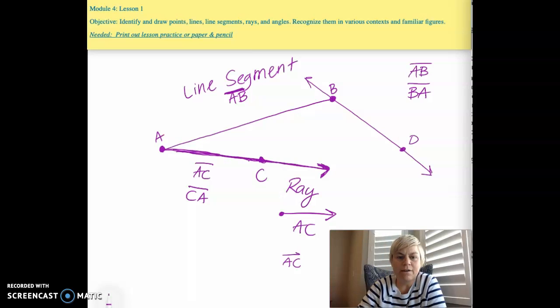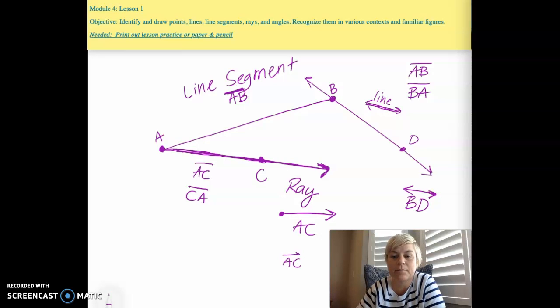All right. So now I have line BD, which has no beginning and no end because it has an arrow on each side, and that is just called a line. And a line, it's just like if you were doing a number line. You always put two arrows at the end. So this line is BD, and I'm going to put an arrow on the top and an arrow on the bottom when I write that on my paper. All right, now we're going to draw one more.